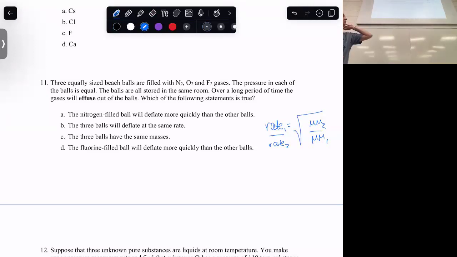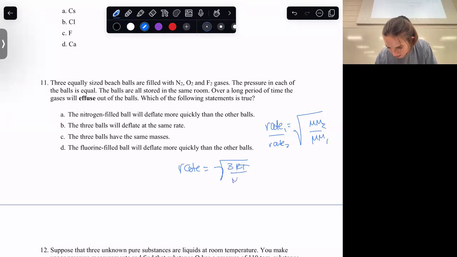So I believe rate is the square root of 3RT over mass. Single rate looks like this. So when you put rate over rate, the 3RTs cancel out, and that's why you end up with the inverses of the molar masses. But the point here is to look at your single rate, because your R is a constant, and so that's going to stay the same. And all of the beach balls are stored in the same room, which means they're all at the same temperature. So 3RT becomes a constant.